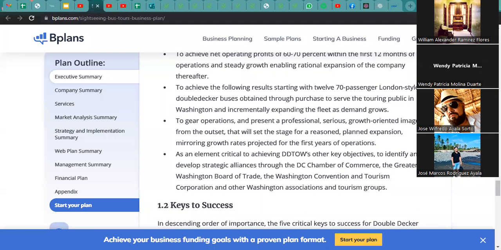To gear operation and present a professional, serious, growth-oriented image from the outset that will set the stage for a planned expansion mirroring growth rates projected for the first year of operation. As elemental to achieving these, other key objectives are to identify and develop strategic alliances through the D.C. Chamber of Commerce, the Greater Washington Board of Trade, the Washington Convention and Tourism Corporation, and other Washington associations and tourist groups. Very good. So what did you understand on this one?